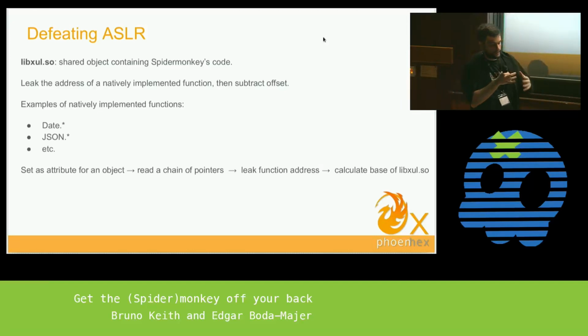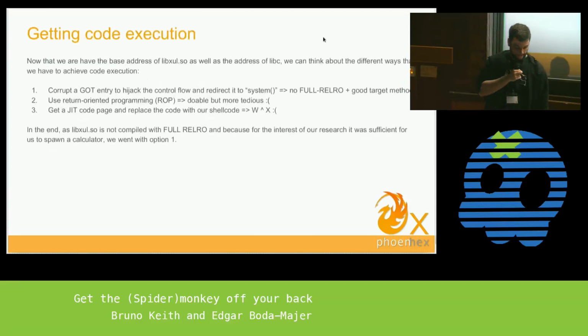So just by setting a native function as a property of an object and reading a small chain of pointers, we end up with an address inside the shared object. And from that, ASLR only randomizes the base address at which the shared object is loaded, so we can just use an offset to know where the object is located in memory. So now we have the address of libxul. We won't go into too much detail, but from that we can leak libc by reading the GOT. We can leak the stack by reading the environment variable from libc. We pretty much can find the base address of anything we want.